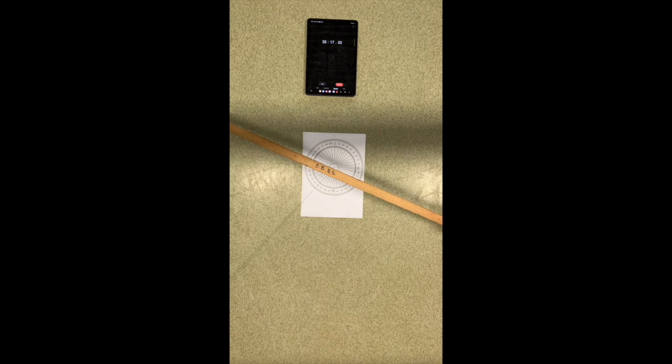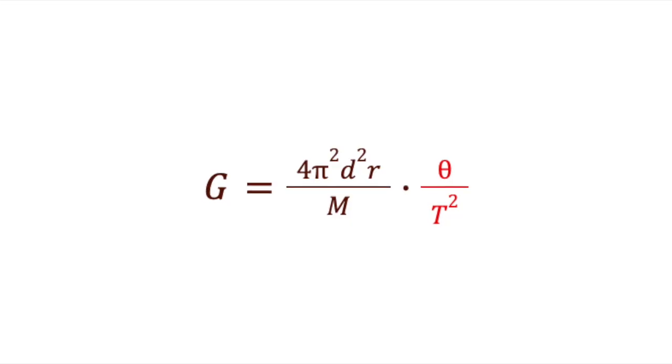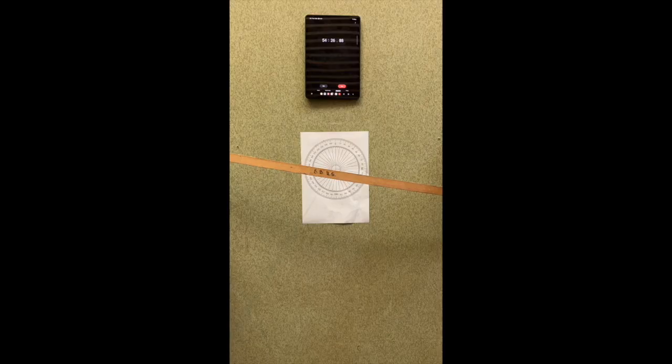If I measure the period of oscillation, or the time it takes for it to reach the same position again, and the overall change in angular displacement, I can find the force of gravity applied to the small masses and thus the gravitational constant, as per the complicated formula on the screen.